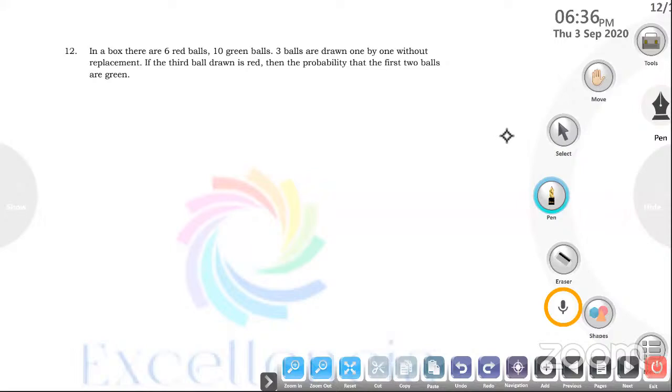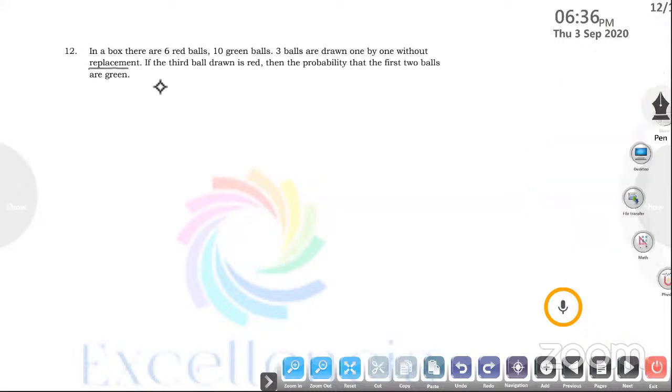Yes, it's a probability question. In a box, there are 6 red balls and 10 green balls. 3 are drawn one by one without replacement. Make a note, this is very important, this word, without replacement. The third ball drawn is red, already known. That's called conditional probability. The third ball is known as red.